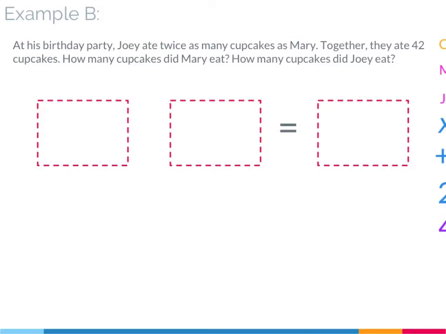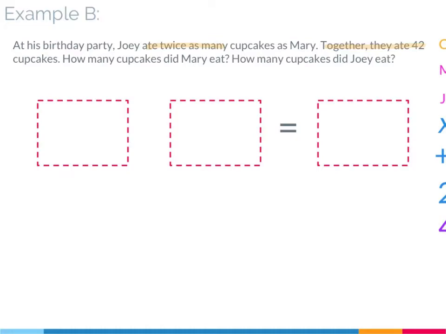Together, they ate 42 cupcakes. How many cupcakes did Mary eat, and how many cupcakes did Joey eat? So again, we've got a word problem. We have to go through and find the important information to begin with. Joey ate twice as many, so that's important information. Together, they ate 42, important information. Then we don't know how many Mary ate, and we don't know how many Joey ate.